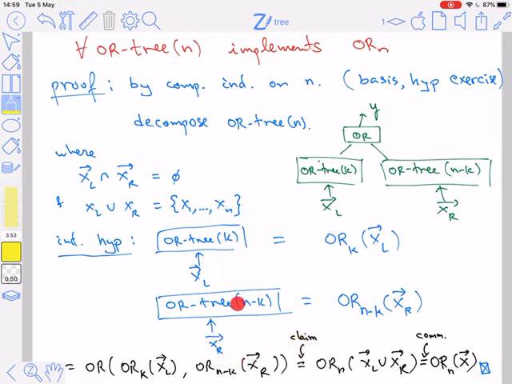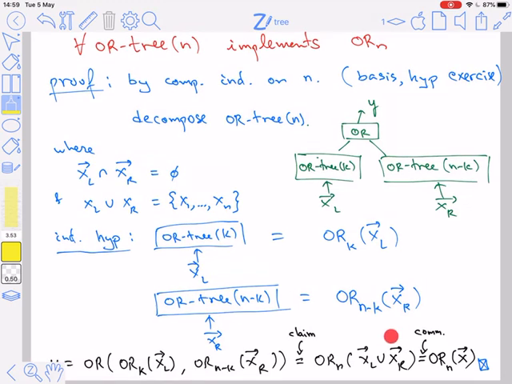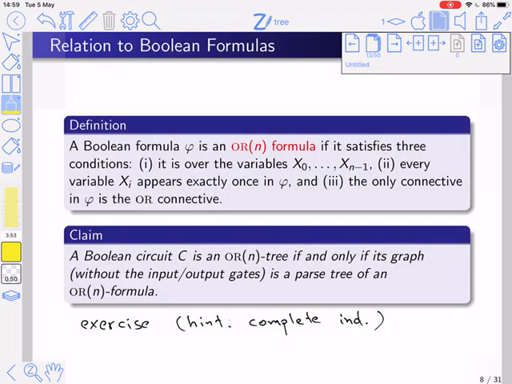By the claim, we can do this partitioning into k and n minus k bits. It does not influence the outcome. It will be the OR of the union of XL and XR. And now all we have to do is rearrange the leaves so that they go from x0, x1, x2 up to xn minus 1. And that would not matter because OR is commutative. Okay? So every OR n tree implements the Boolean function OR of n bits.